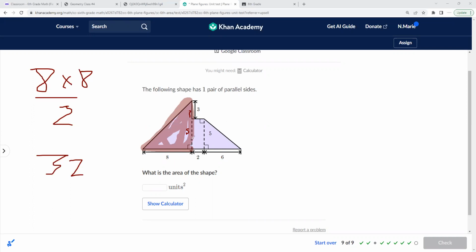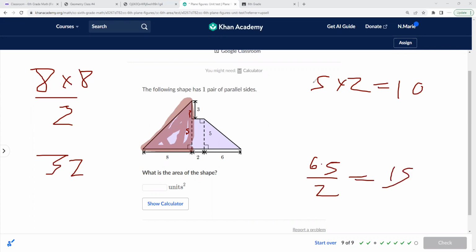The rectangle is 5 times 2, which is 10. And this other triangle here is 6 times 5 divided by 2, which is 15. And then you just add those together. So you have 32 plus 15 plus 10, and you would get 57.